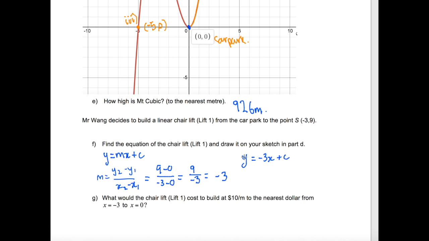All we need to know now is our y-intercept. Now, I could substitute in our y and x values here to find c, but I know that the line cuts through the origin. So that means the y-intercept is 0. So this just must be y equals negative 3x.